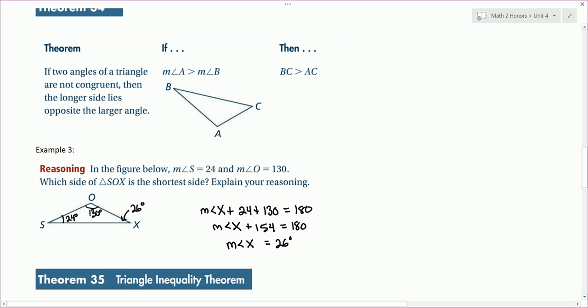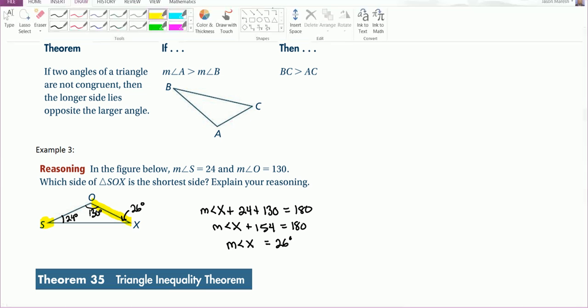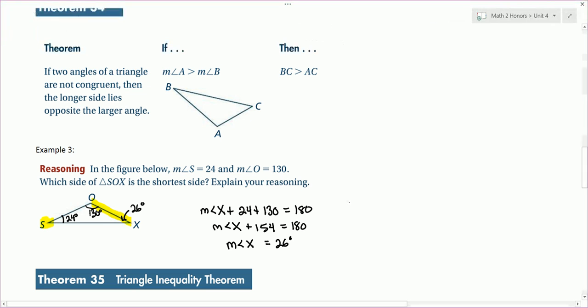So we know S is the smallest angle, and the smallest angle is opposite the smallest side. So angle S is opposite side OX. And so the shortest side is OX, since it is opposite the smallest angle.